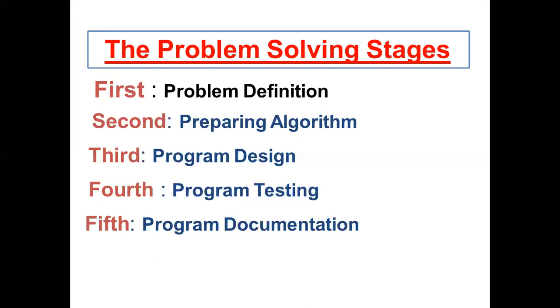The second stage is preparing the algorithm. That means we should have the plan to follow. Third, program design. When we have the plan or the steps to follow, after that we convert it into a soft copy. Convert the plan on paper into a soft copy, or a program on the computer.